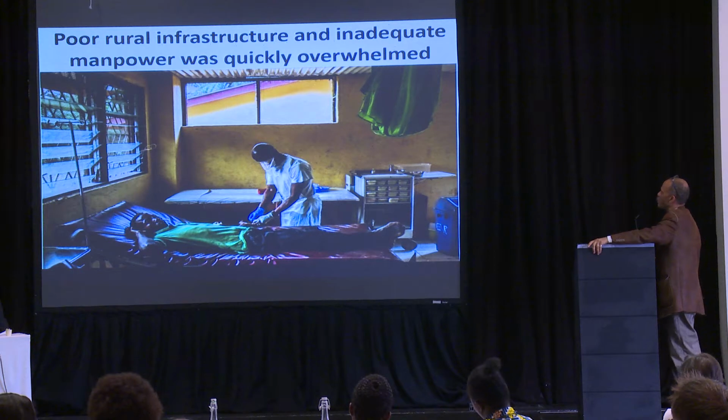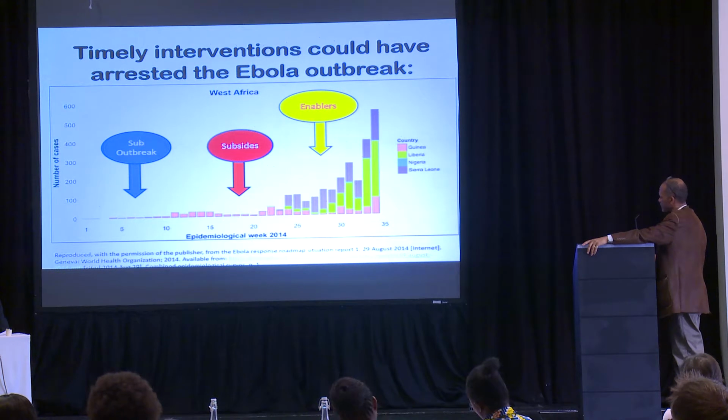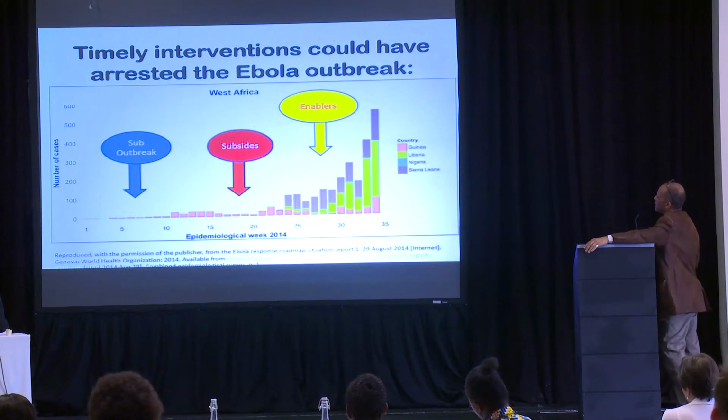And this is the kind of poor rural infrastructure that you see in those countries in West Africa, in the rural communities. Very, very poor medical infrastructure and lack of medical personnel. Now, it could have been prevented on many occasions, but there was a very long time between when it first arose to when it was actually declared as an outbreak.